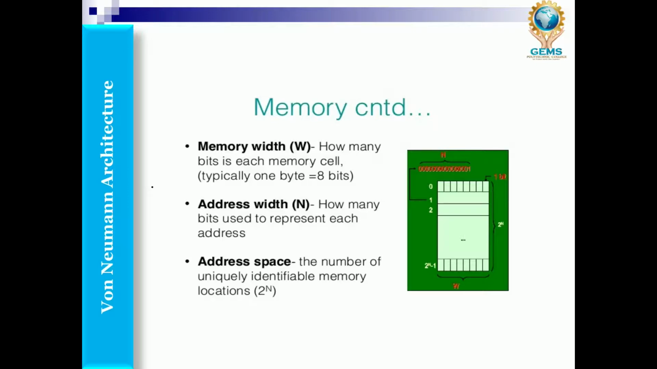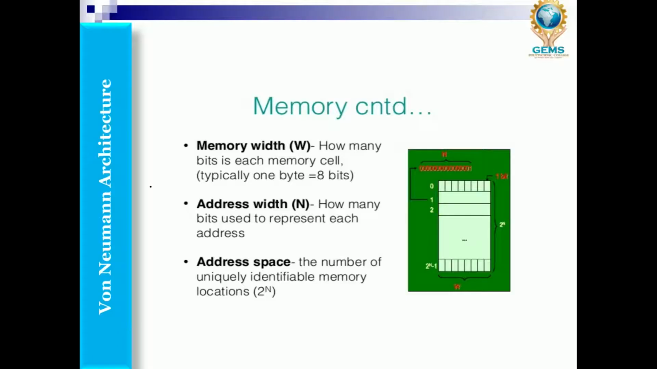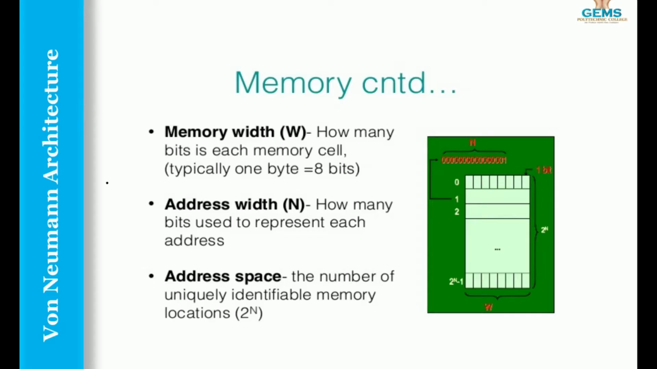So now we are talking about the memory. Here memory width is given, address width is given, address space is given. This is the address of a particular data, or the address of particular instructions. Try to understand: in a computer, if you want to store any data or any instruction, it needs a space. The space is nothing but a memory. Without a memory, we can't store any instruction or any data in a computer.